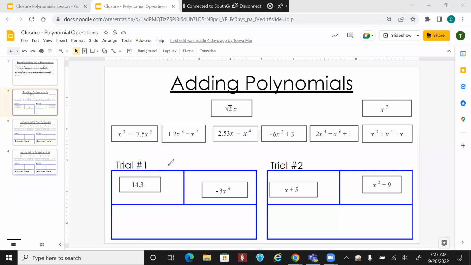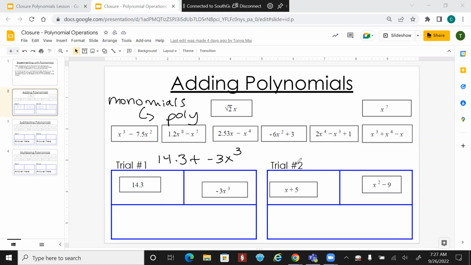Okay, so if I have 14.3 plus negative 3x cubed, well, that's in simplified form, right? Is that a polynomial? Okay, so we took two monomials and added them together, and we got a polynomial.